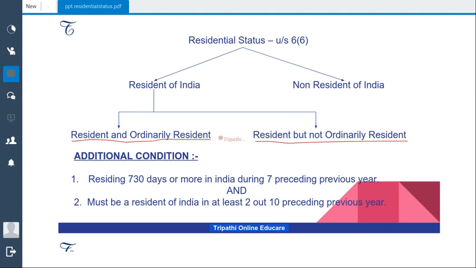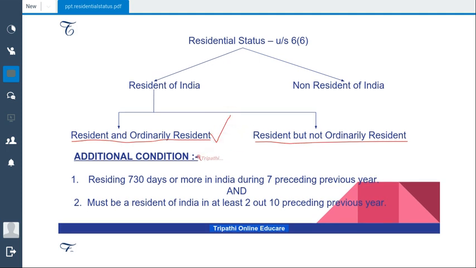Now, coming back to this point, if you want to become resident and ordinary resident, you will have to fulfill the additional conditions. There are two additional conditions, additional condition number 1 and additional condition number 2. It is not an option. It is compulsory for you to fulfill both the additional conditions. So what is the first additional condition? Residing 730 days or more in India during the 7 preceding previous years. So in the 7 preceding previous years, you will have to stay in India for a minimum period of 730 days.